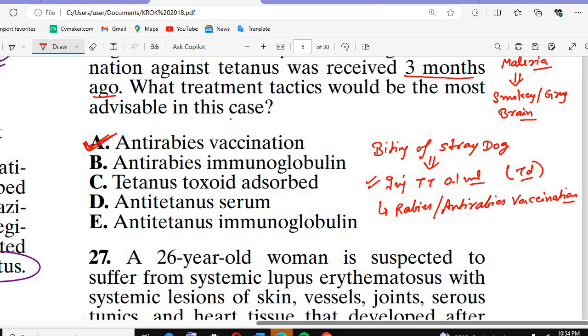And if he is not sure about all the previous vaccination, or if the question mentions that anti-rabies vaccination has already been given to this patient, in those cases we will give the anti-rabies vaccination also, plus we will give the anti-rabies immunoglobulin also. They will give that option in the exams if that scenario is there.